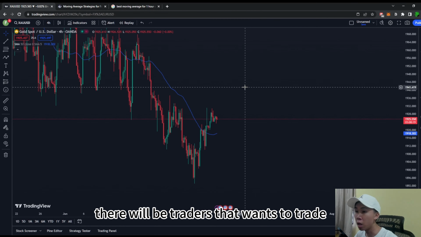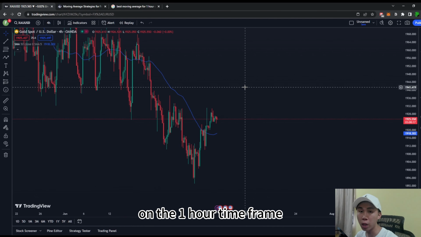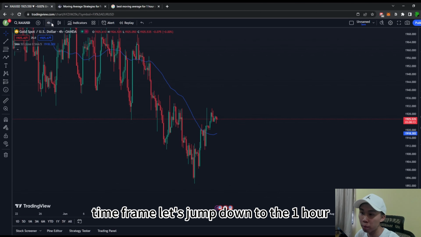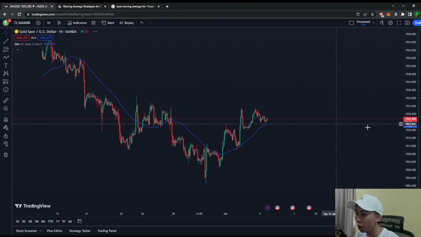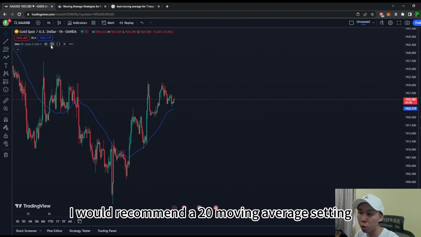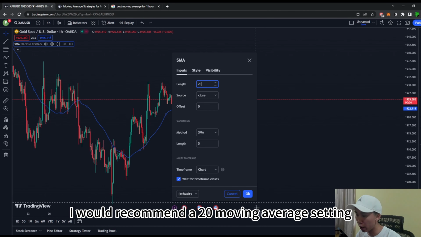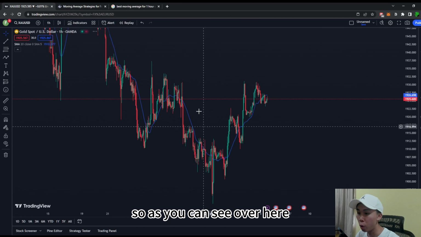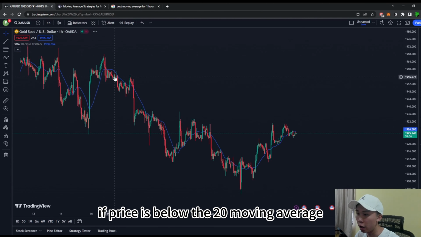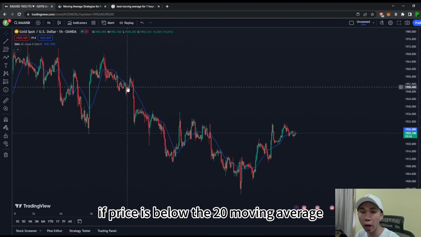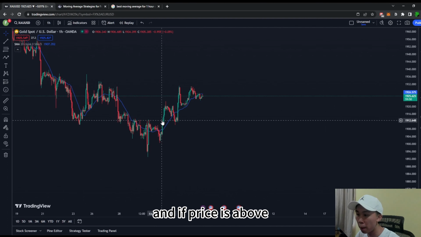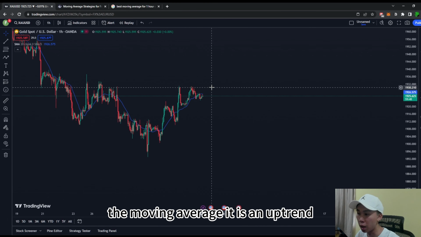There will be traders that want to trade on the 1 hour time frame. So let me recommend a setting for the 1 hour time frame. Let's jump down to the 1 hour. For the 1 hour, I would recommend a 20 moving average setting because price will move faster in the 1 hour compared to the 4 hour. So as you can see over here, if price is below the 20 moving average, it is a downtrend. You can see this move. And if price is above the moving average, it is an uptrend.